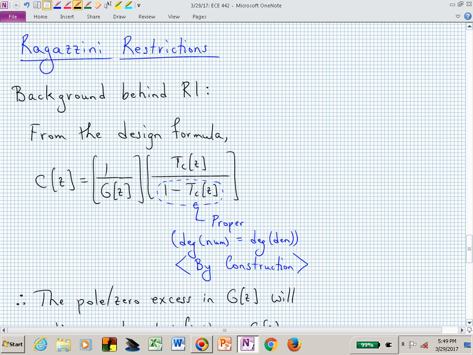Now let's talk about restrictions. And we already talked, I think, last time about this particular denominator piece, 1 minus t sub c of z being proper, and you might just plug in some particular transfer functions for t sub c of z, and then check to see if 1 minus t sub c of z is indeed proper, just to convince you that it is.